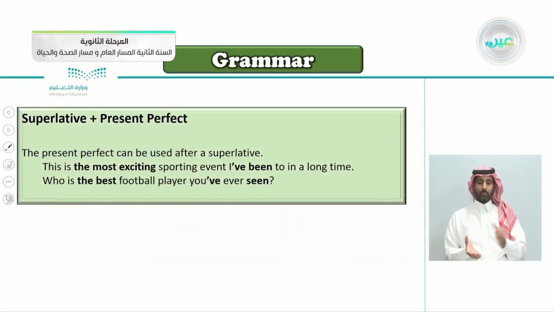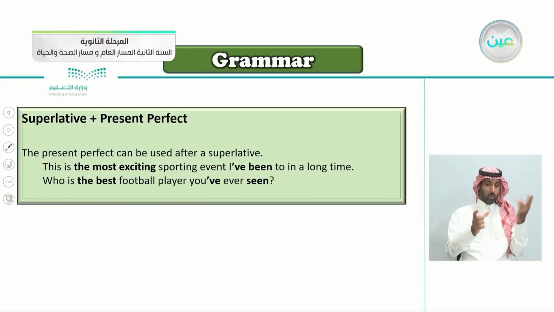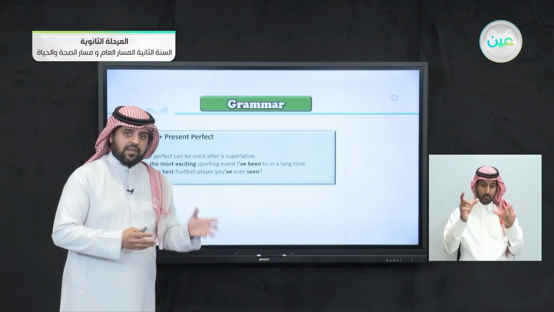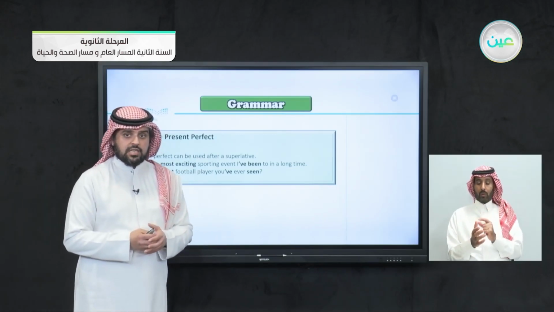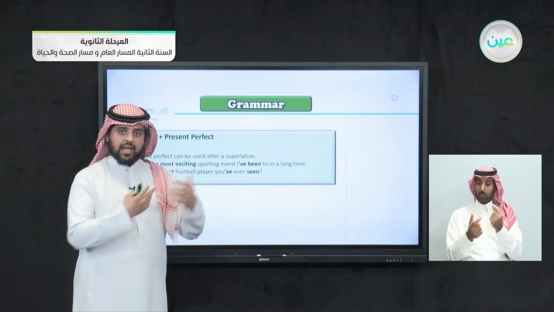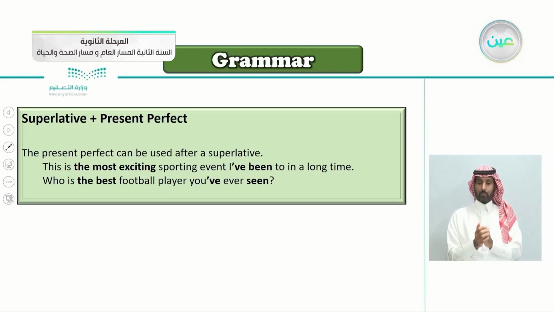Jumping here to the superlative and present perfect, the superlative plus the present perfect. If you remember the superlative from previous lessons, the comparative and the superlative is the unique one from the group, the best or the worst, and so on. So today we're learning the superlative plus the present perfect. The present perfect can be used after a superlative.